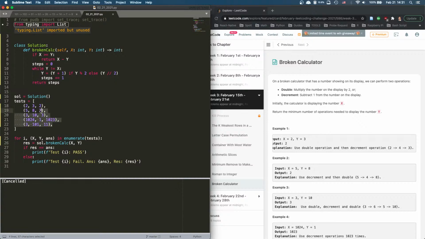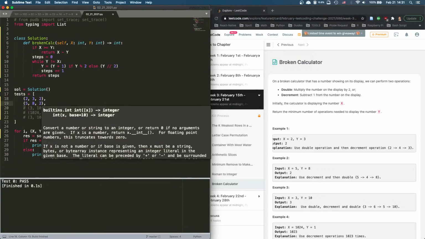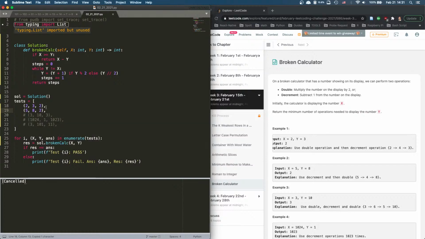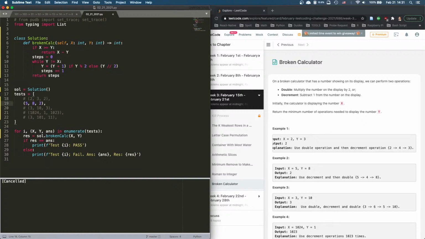All right, let's see which one actually caused the problem. Yep, this one passed. Oh, it's the second one that's causing me a problem. Okay, Control C. So y is 8. I divided by 2, it's smaller. Shoot.